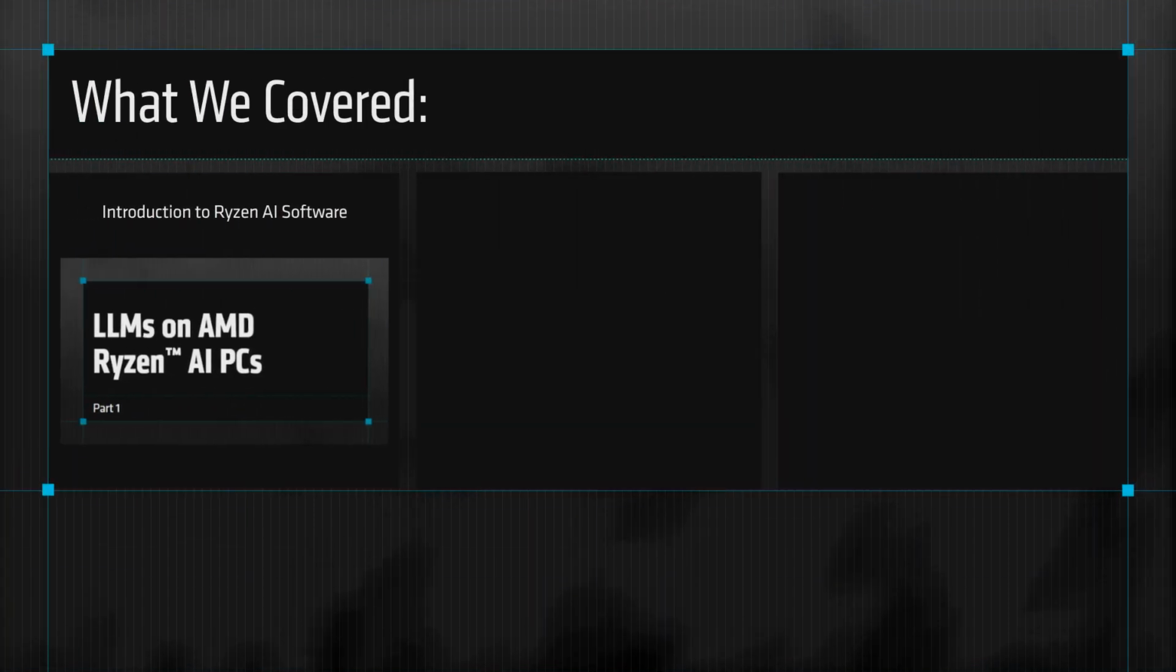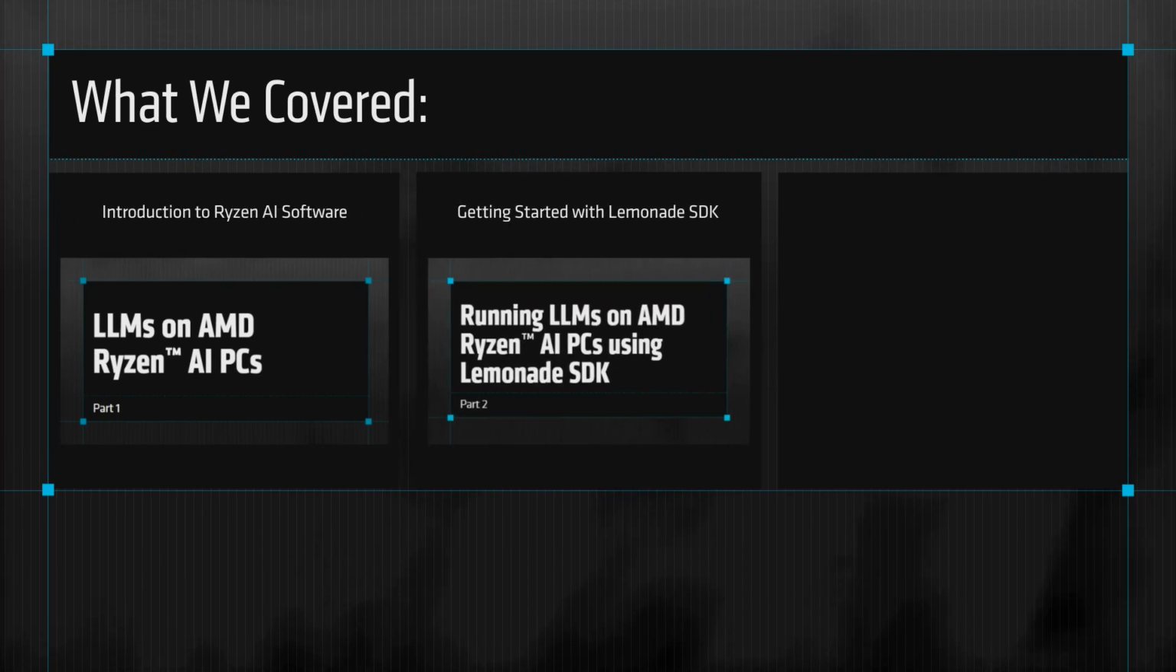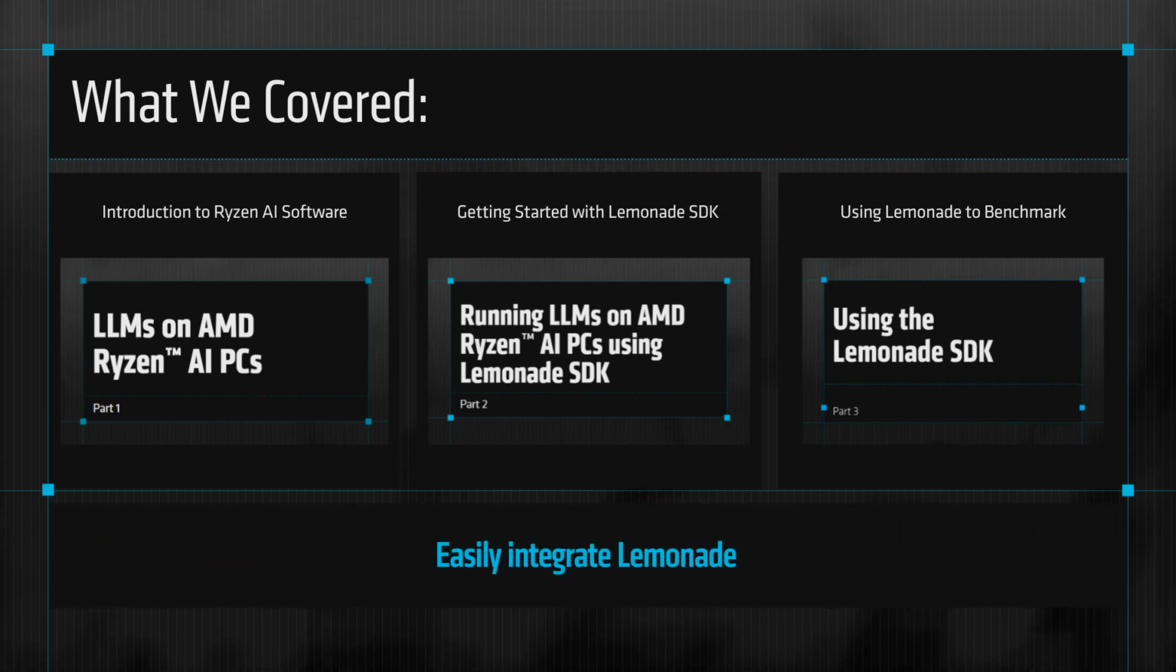In the previous videos, we introduced LLMs on Ryzen AI PCs, demonstrated both the CLI and APIs of Lemonade, and shown how you can use Lemonade to benchmark and perform accuracy tests. In this video, we're going to show how you can easily integrate Lemonade into an existing application, and even improve the application by using LLMs. Let's get started.